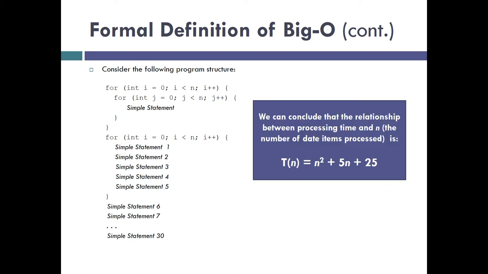So we would say that the total amount of time this algorithm takes, given the number of inputs, is T of n equals n squared plus 5n plus 25. And because these simple statements run different amounts of time, like sometimes it's a bit easier to add, depending on how your computer works, it'd be easier to add numbers versus comparing them, right?